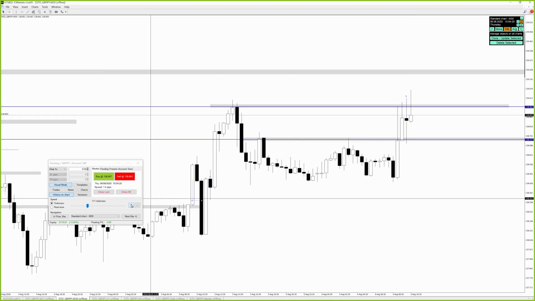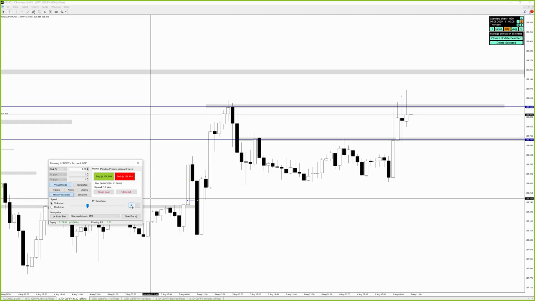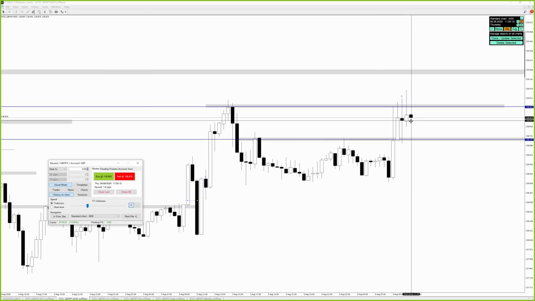138.830. Yeah, still open at this point. All right, we're about to close in 3, 2, 1. There we go. This candle has closed bullish.